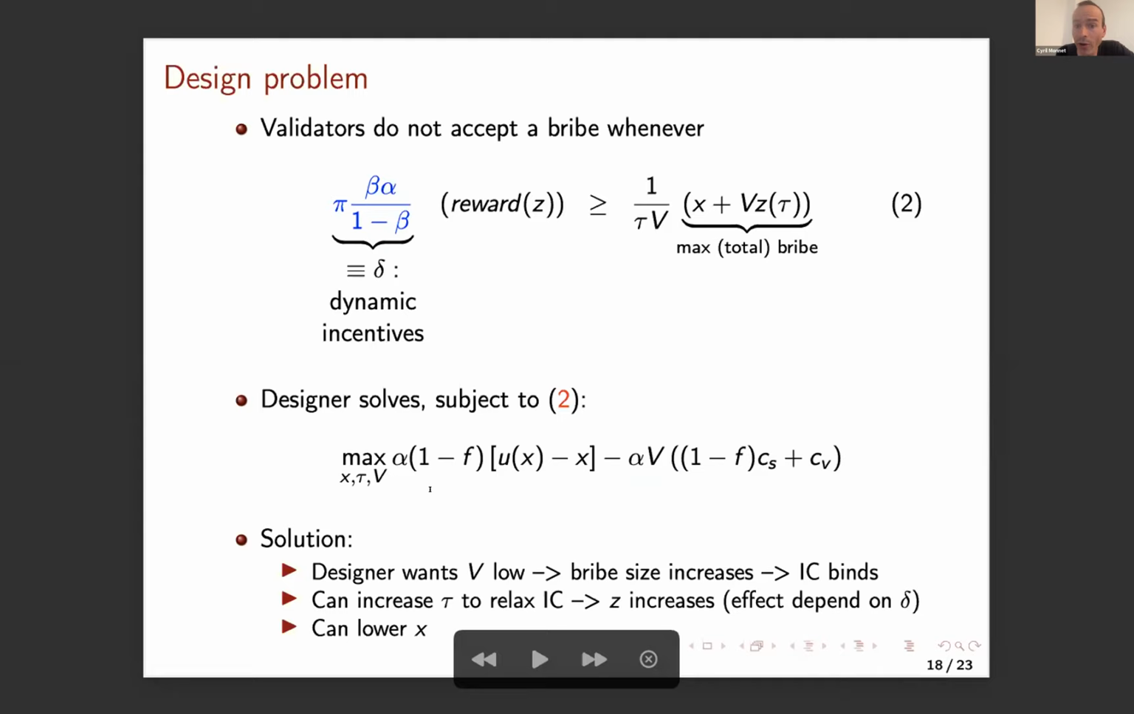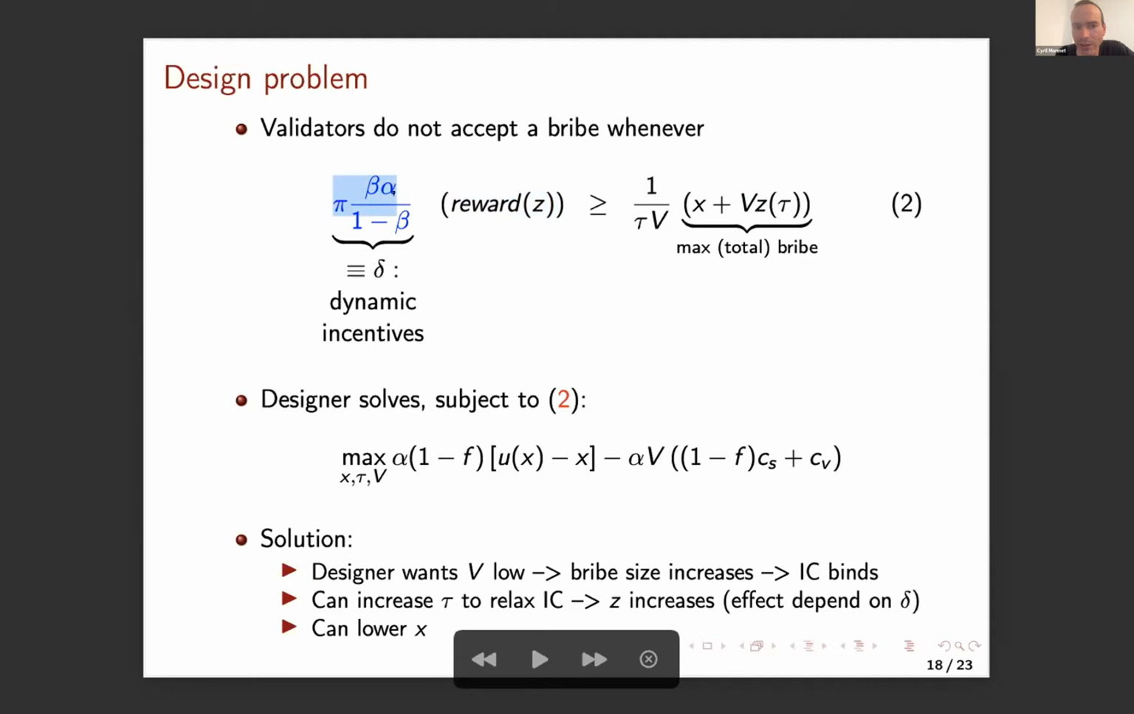Now, how can you relax incentive constraints? Well, you can increase the supermajority threshold. That would relax the incentive constraints. The problem is that if you do that, because the consensus requirement is very high, you need to pay the validators a higher reward, so Z increases. So the right hand side increases, but also the left hand side increases. And so here you have a trade-off, and the trade-off is resolved by these dynamic incentives.